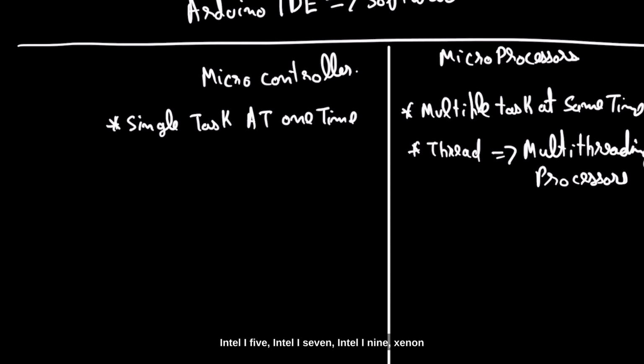Intel i5, Intel i7, Intel i9, Xeon processors, Core 2 Duo, and even these days Mac have their own microprocessors known as M1s, M2s. All of these things are basically microprocessors which are responsible for handling multiple tasks at the same time. Now, there must be, of course, a difference, right?